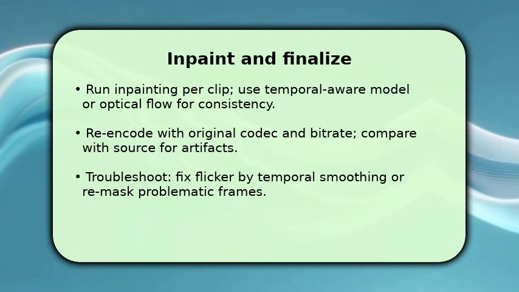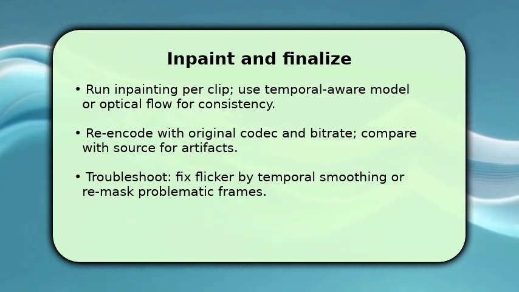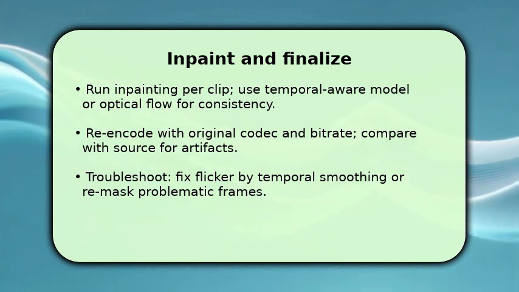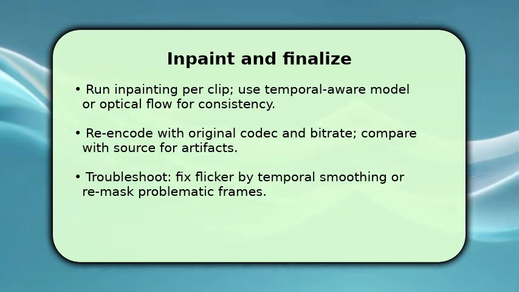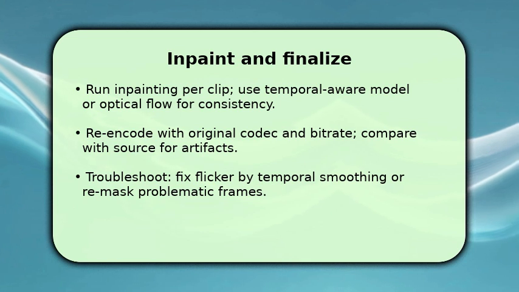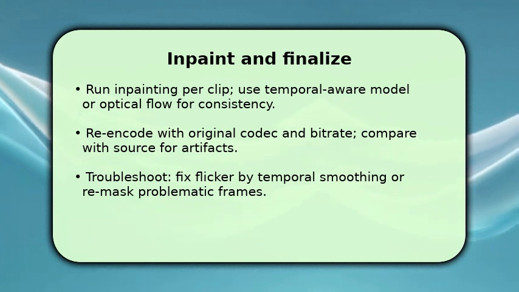Once done, inspect the result at normal playback speed for artifacts. If you see motion inconsistencies or ghosting, reprocess those segments with tighter masks or temporal smoothing. Make sure to keep the original copy until you're fully satisfied.